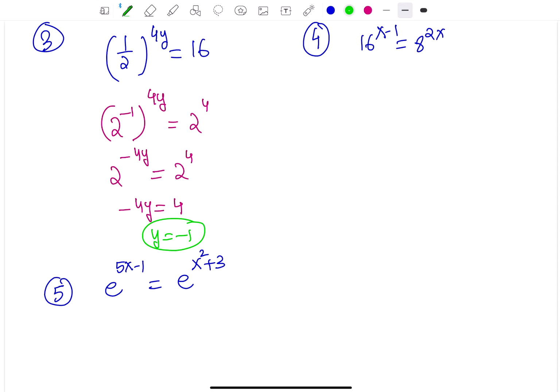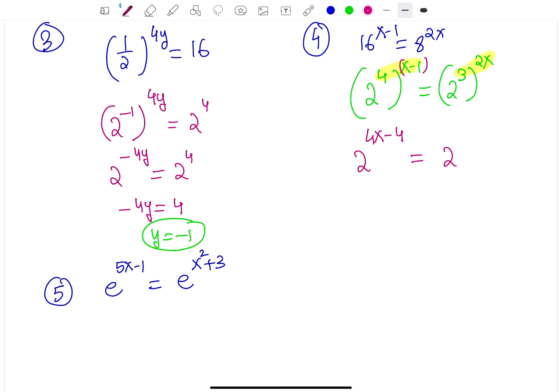Next example, we have 16 to the power x minus 1 equals 8 to the power 2x. We can express both sides with, actually only with the power 2. 2 to the 4th power is 16 and 2 to the 3rd power is 8. Now, these two exponents are going to multiply based on the rules of exponents. 2 to the power 4x minus 4, don't forget to distribute the 4 into the entire outer exponent, is equal to 2 to the power 6x. Now, if two output values are equal, two input values are also going to be equal.